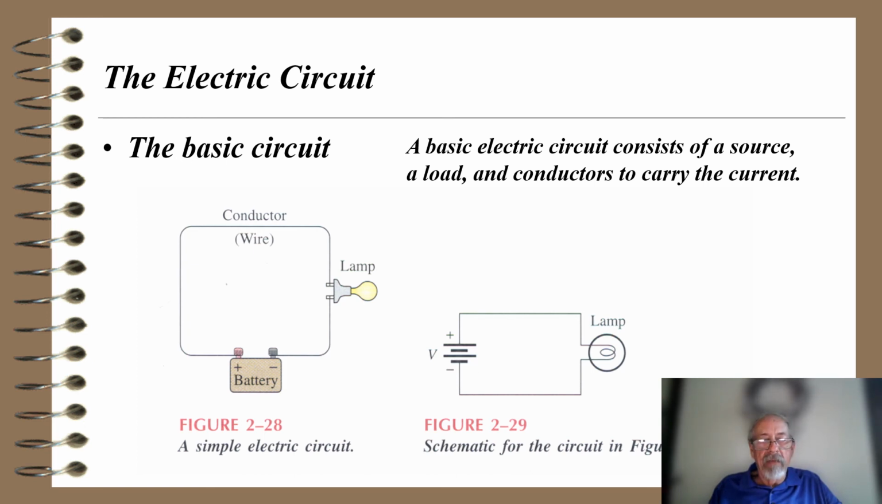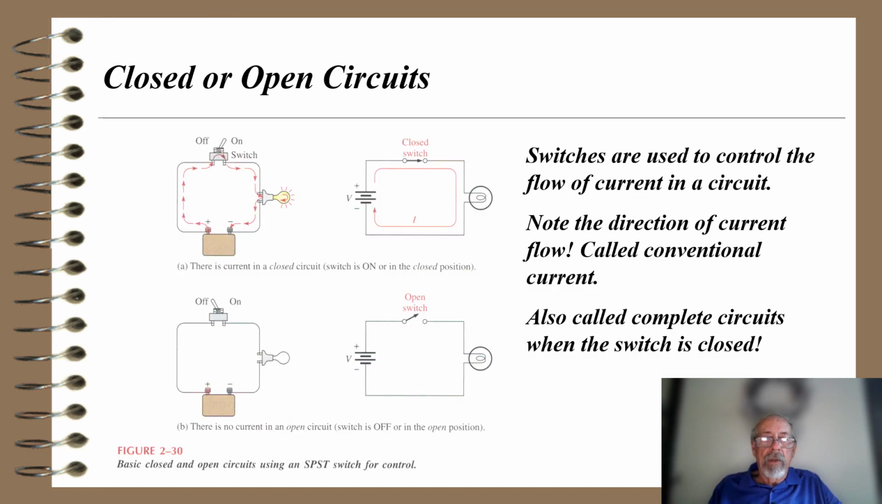On the right-hand side, figure 2-29 shows the battery symbol and the lamp symbol and two conductors, or wires, to connect to it. So it turns out that would be an electric circuit. And we'd call that a complete circuit because there's no break in the wires. There's a path for the electrons to flow. So this next slide talks about closed or open circuits.